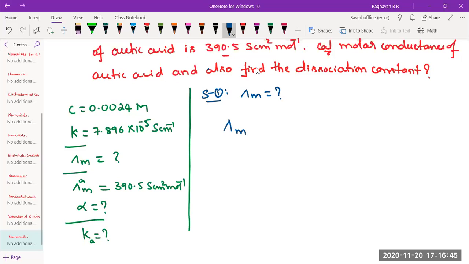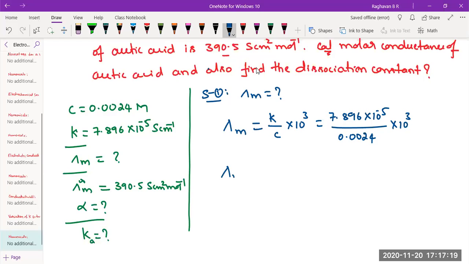So it is in centimeter. Lambda m is kappa by C into 10 raised to 3, divided by 0.0024 into 10 raised to 3. This can be 2.4 into 10 raised to minus 3. Go to numerator, plus 3, 10 raised to 6. 10 raised to minus 5 means 10. 78.96 divided by 2.4 is 32.76 Siemens centimeter square. Yes, sir.